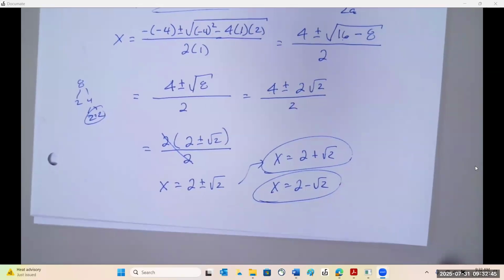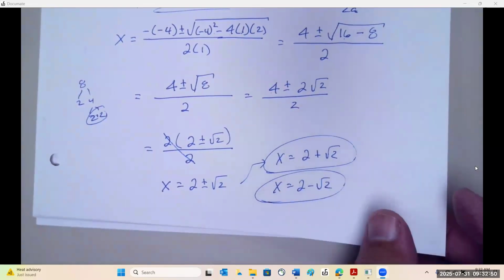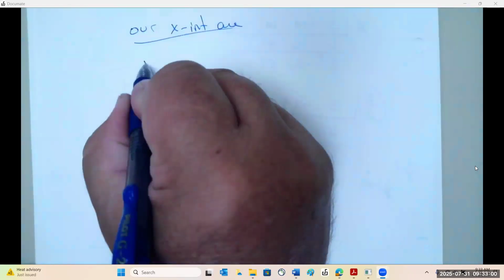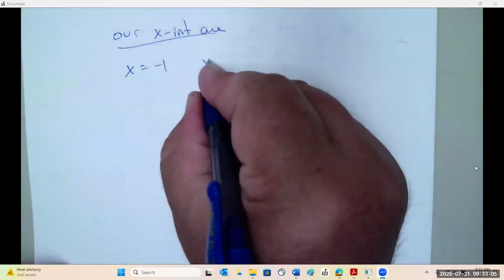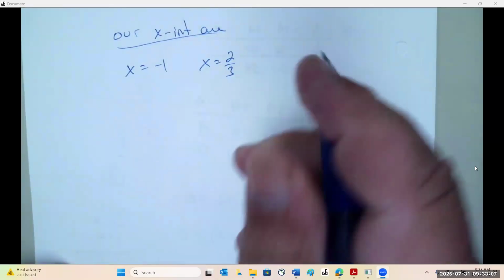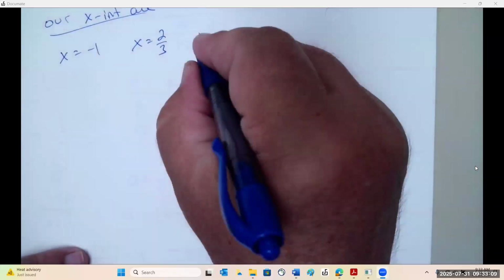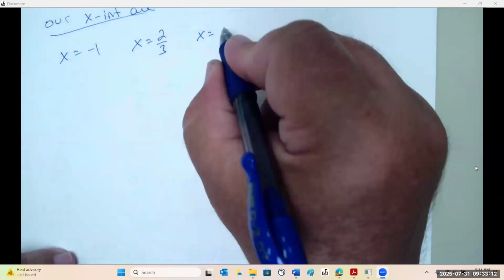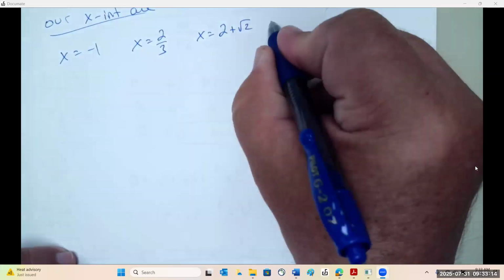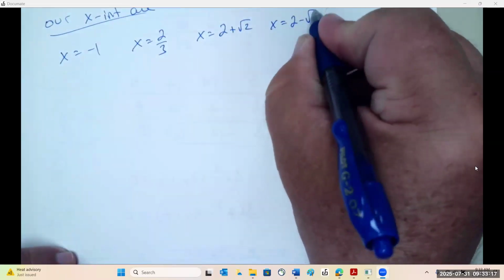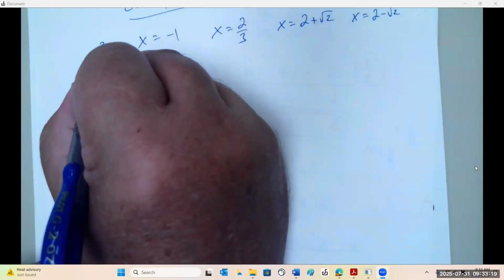So far, so good? We're not done yet. Because what are our x-intercepts? Our x-intercepts are x equals -1, x equals 2/3, x equals 2 plus radical 2, x equals 2 minus radical 2, and then we also had a number 3 out in front.